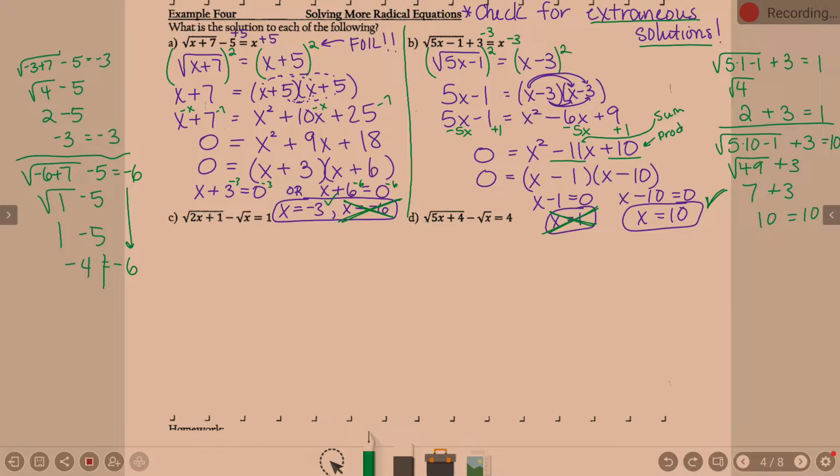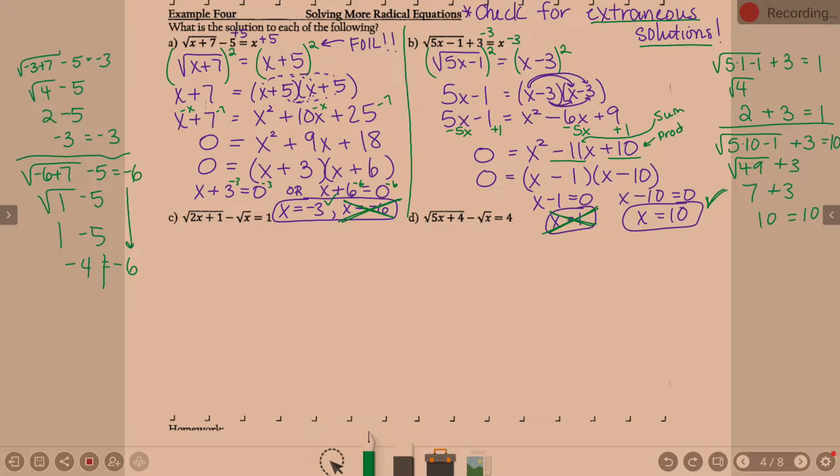Will it always be that one works and one doesn't? No. It could be both work. It could be neither works. If you see in a homework problem, check for extraneous solutions, that is like your huge, neon flashing sign saying, check, because something might not work. Okay.